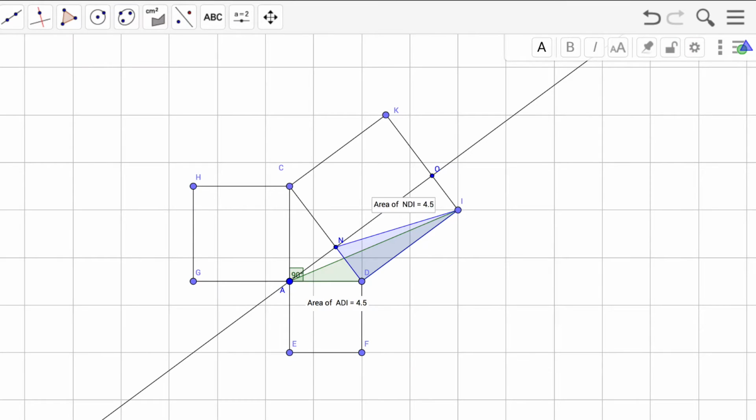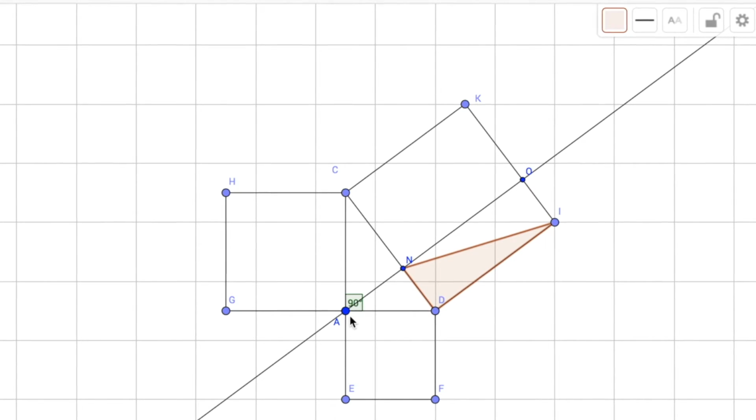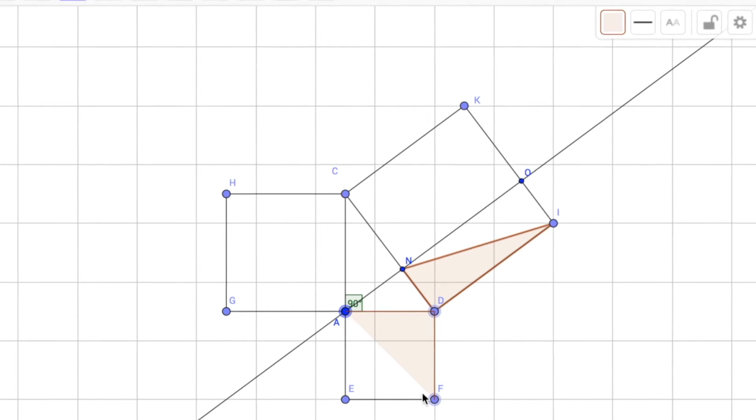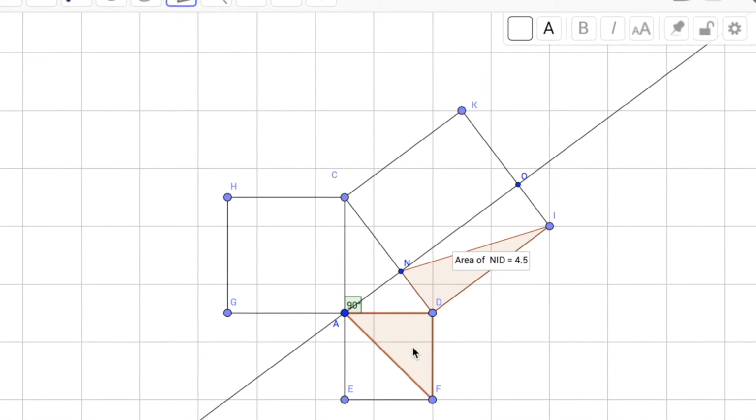With this parallel line, he was able to use the same postulate as mentioned before to state that the area of triangle ADI is half the area of parallelogram NOID. Thus, we can show that triangle NID is congruent to triangle ADF. Both in this example have an area of 4.5 units squared.